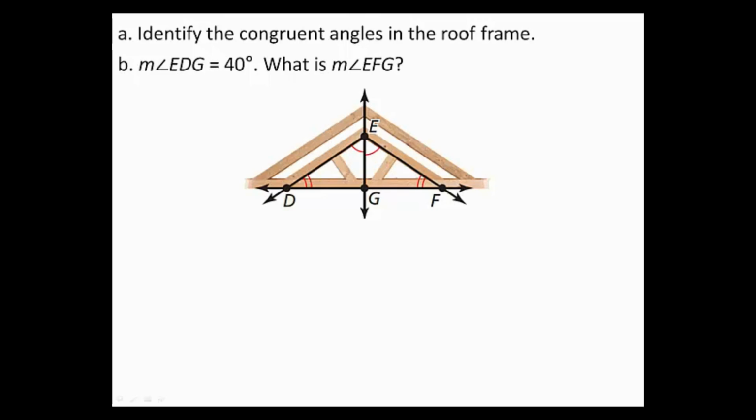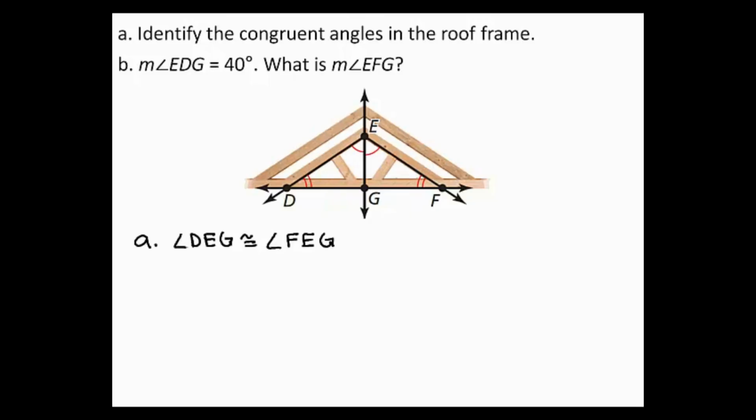So, in Part A, to identify the congruent angles in the roof frame, you need to look for matching arcs. In the diagram, angle DEG and angle FEG are both marked with a single arc. So, angle DEG is congruent to angle FEG.